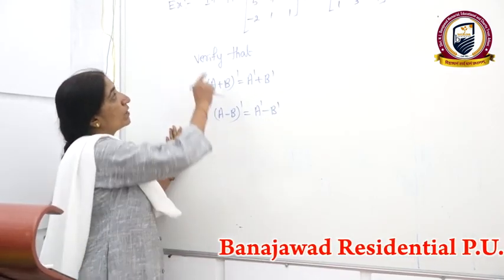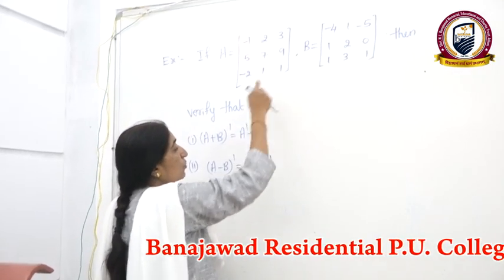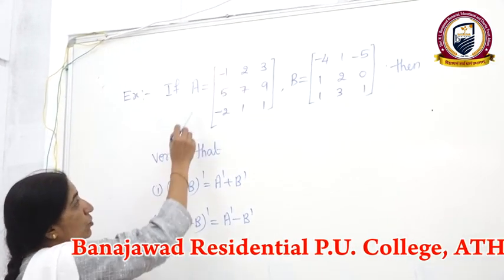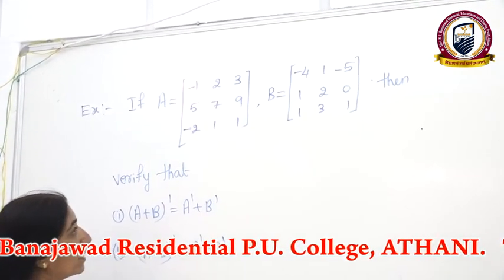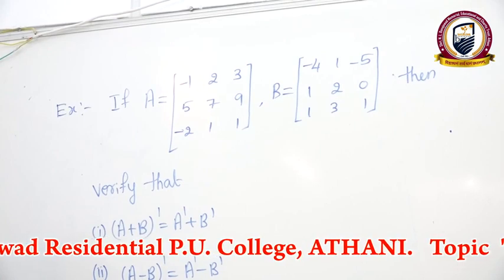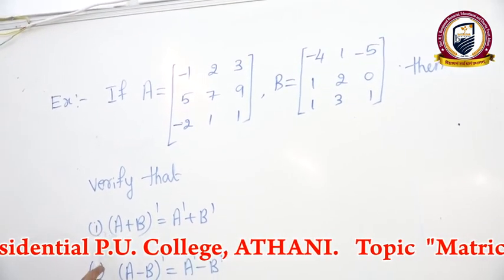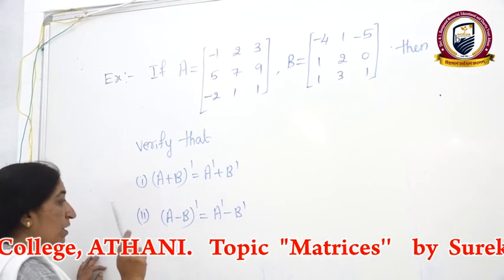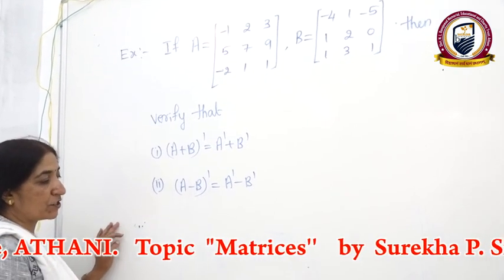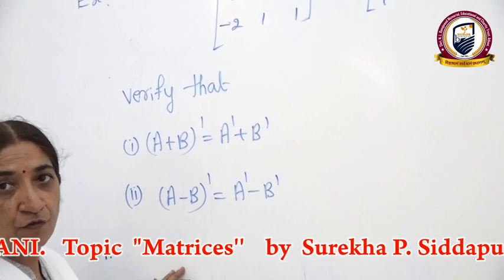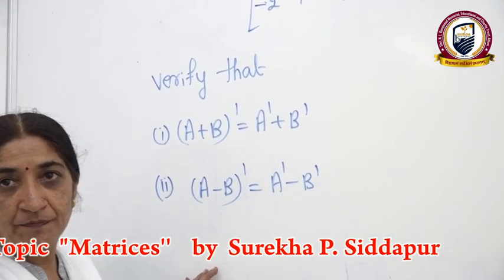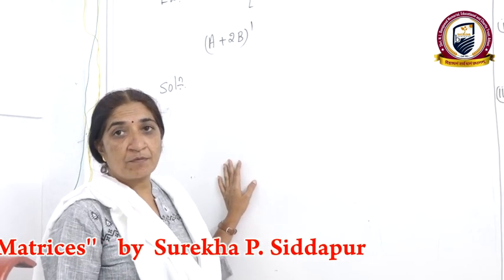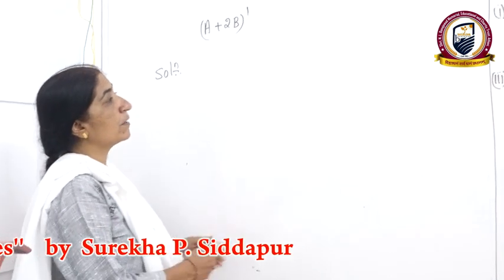Now I am giving you one question as an assignment, so you can practice. The question is A and B matrices are given, of order 3 by 3, and you have to verify (A plus B) whole transpose equals A transpose plus B transpose. Similarly, go for subtraction. Students, this is the assignment for you. Now I am explaining some more examples on transpose of the matrix.